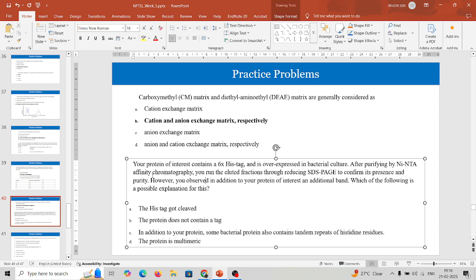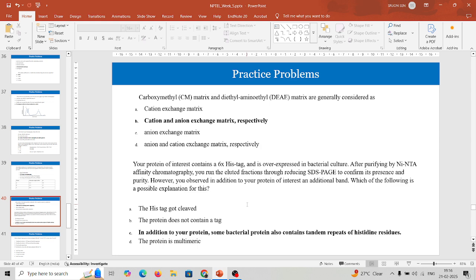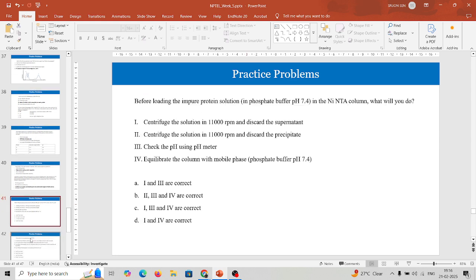C? Okay. Yeah, so C is the correct one. Your bacterial proteins can have tandem repeats of histidine that also bind to the particular column. So that is the right one, C.